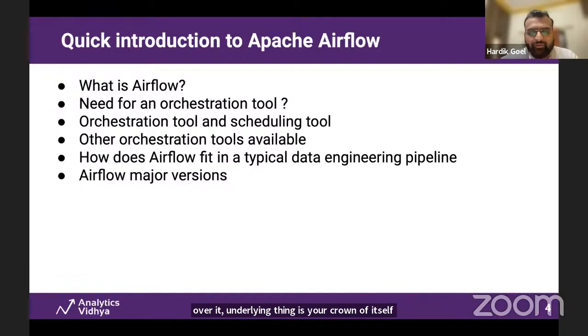So in Airflow, you also have a schedule interval option, wherein you can set the interval when you want your jobs to run. Okay, we'll see this in the demo. At that point it would be much clearer. Next, let's move to other orchestration tools available. I think we already talked about this: Oozie, Autosys, Luigi, etc. How does Airflow fit in a typical data engineering pipeline?